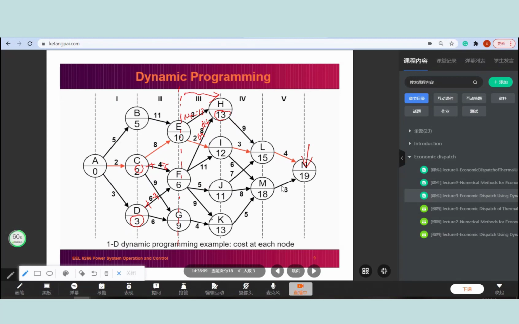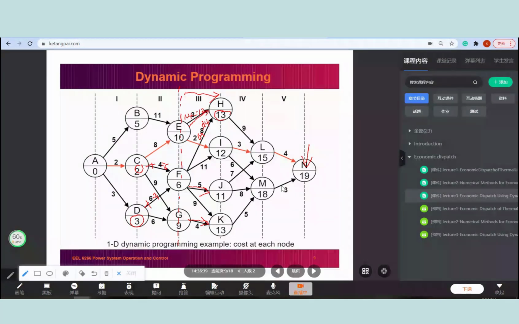For point K, if you travel from point F to K, it will be 6 plus 9, 15. If you travel from point G to K, it will be 13. So the best path will be this. Here, this path will be this. For this, the best path is here. For this, the best path will be here.